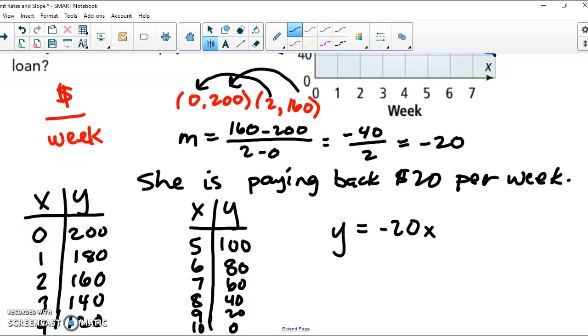So we're about to run out of time, so I skipped ahead and finished this table for you. As we continue paying $20 a week, at that rate, we would see it would take us 10 weeks paying $20 a week to pay back all $200.